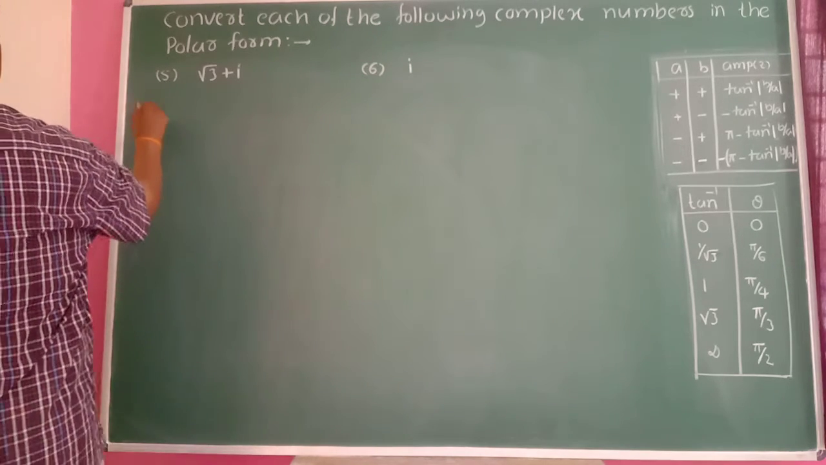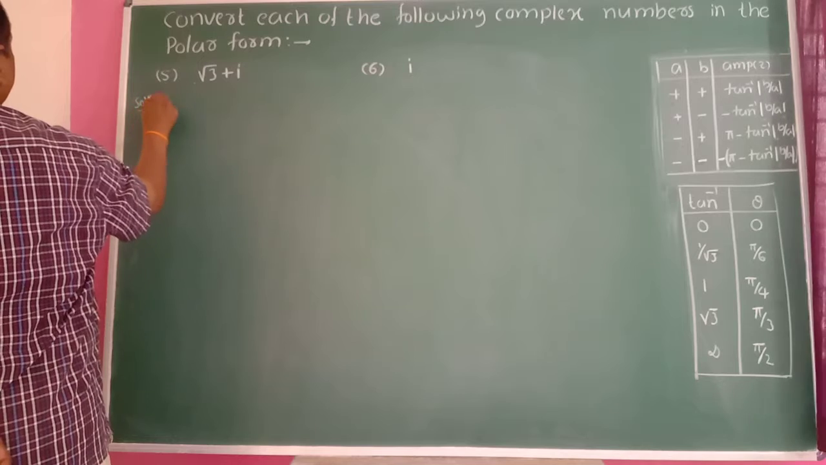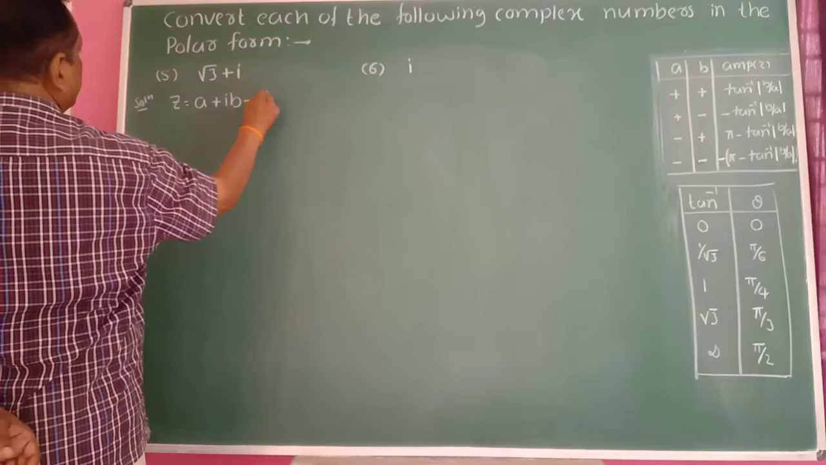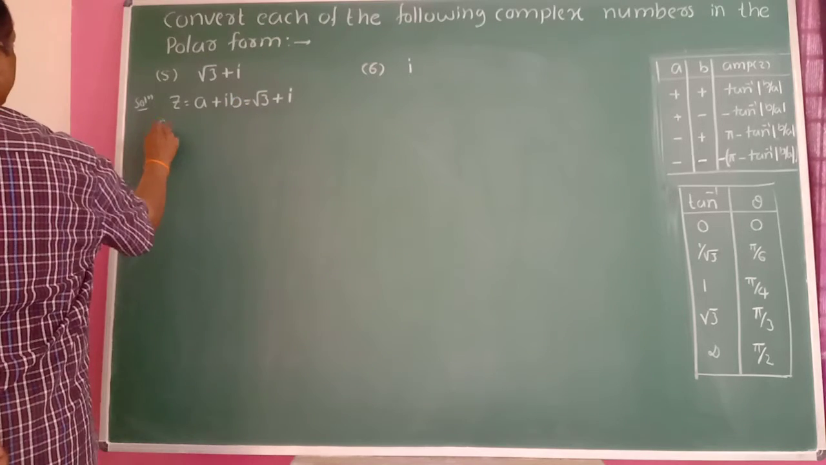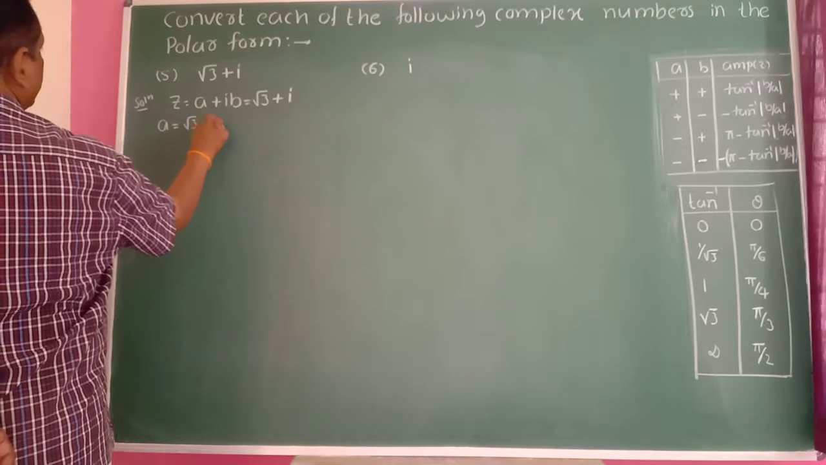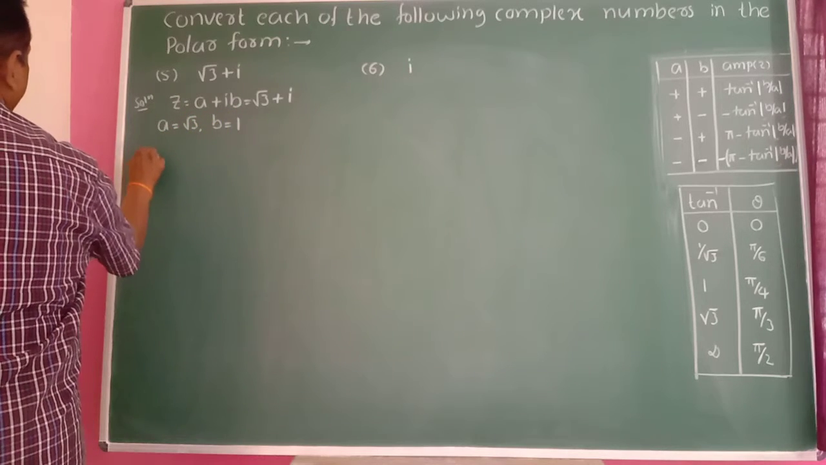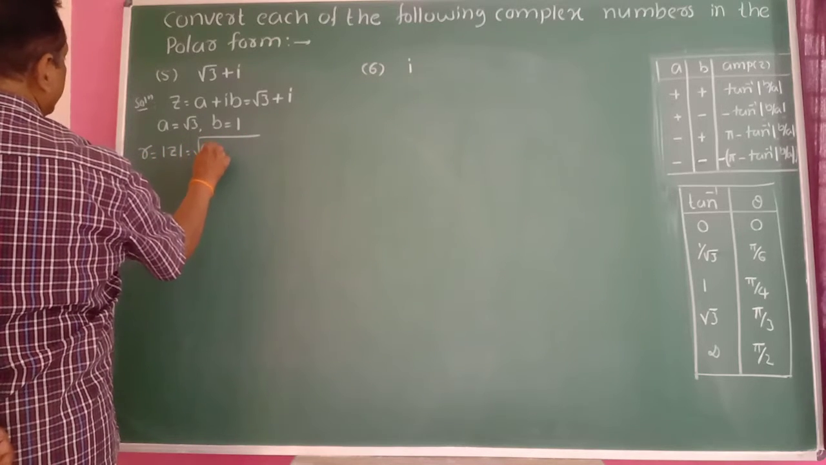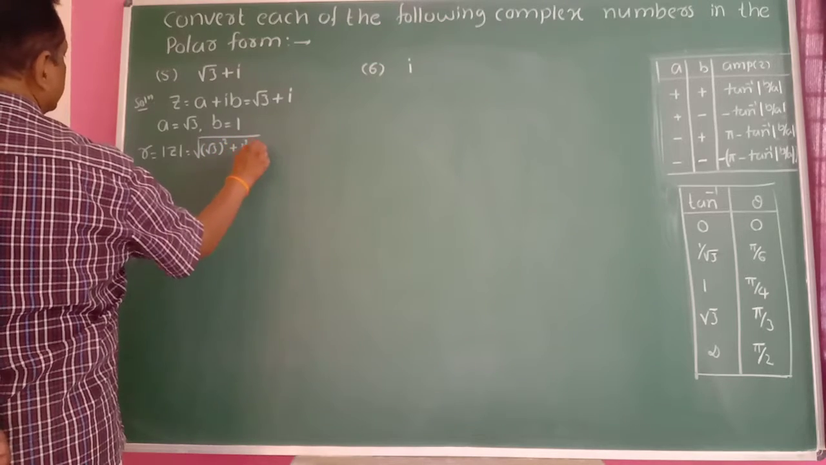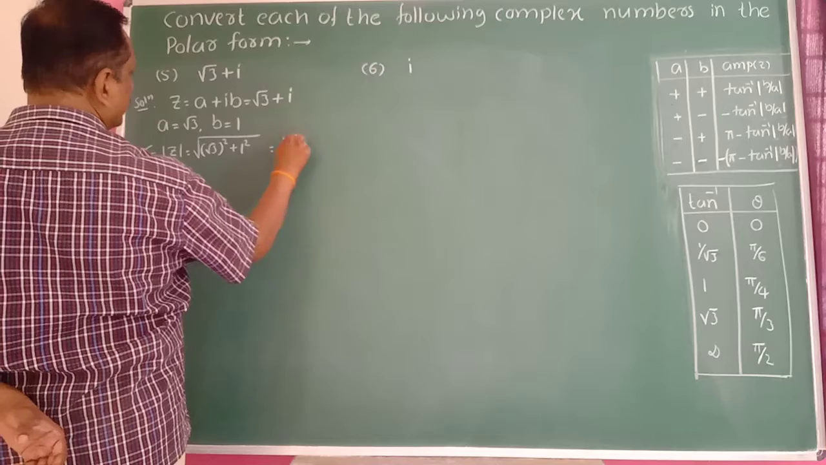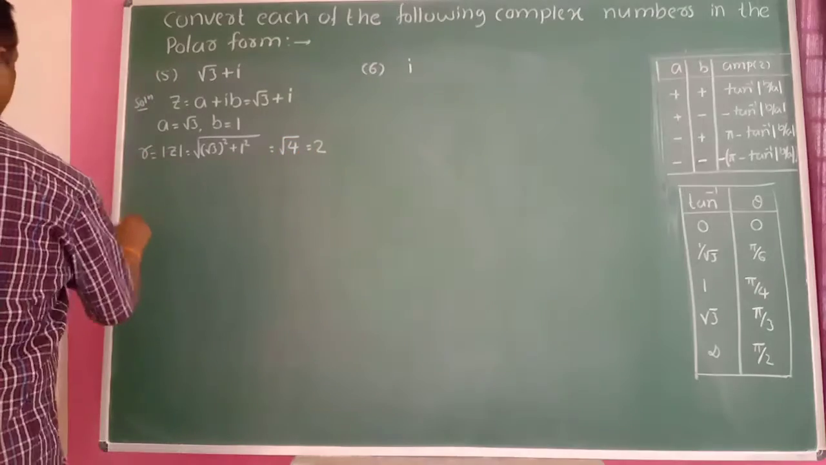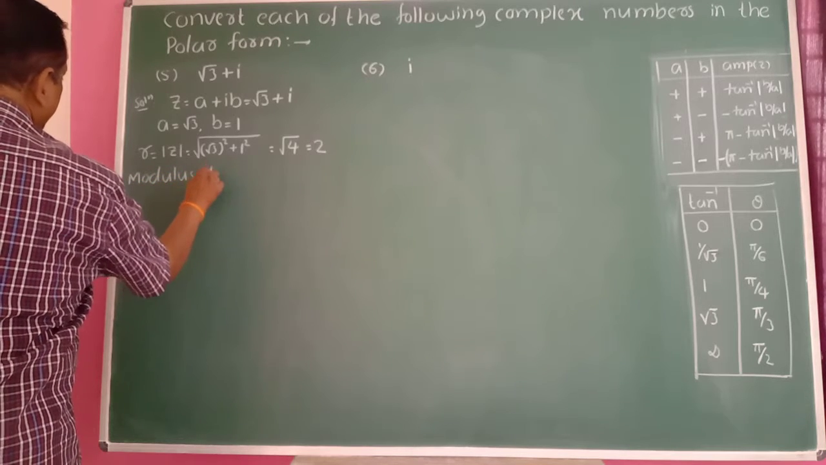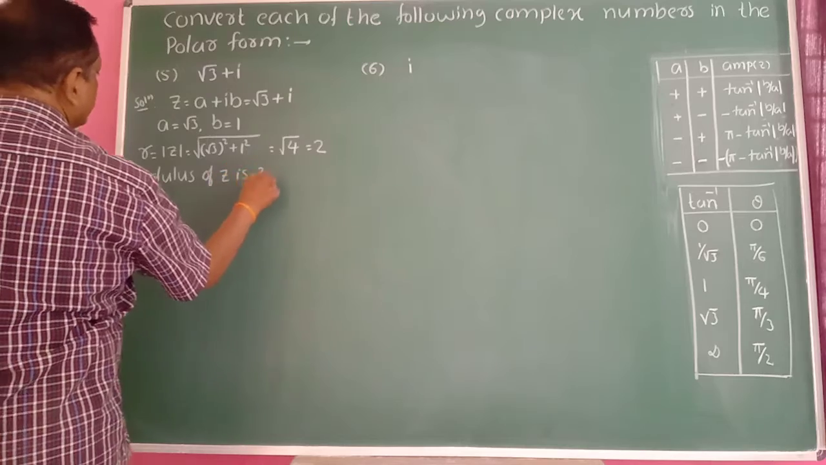Okay, here take the solution. z = a + ib = root 3 plus i. Hence a is equal to root 3 and b is equal to 1. So r is equal to the modulus of the complex number z, which is root of (root 3) square plus 1 square. So 3 plus 1 becomes 4. Square root of 4 is 2. Hence the modulus of z is 2.